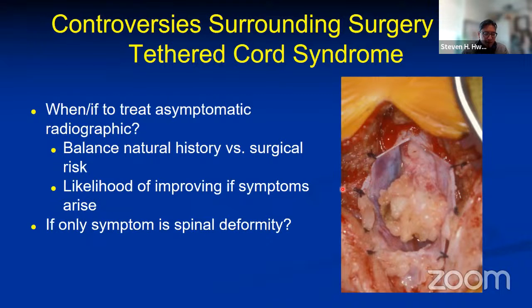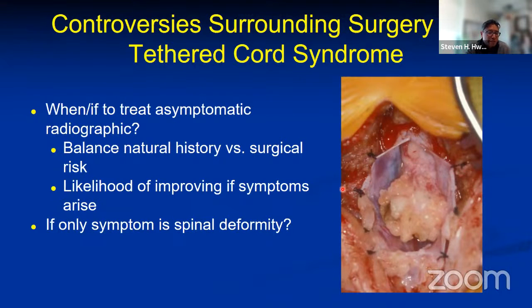We're probably going to do a whole grand round just on tethered cord and the controversies around it. But I'll try to focus this talk a little bit more on the deformity aspects and scoliosis related to tethered cord. But these are certainly questions that remain to be answered.